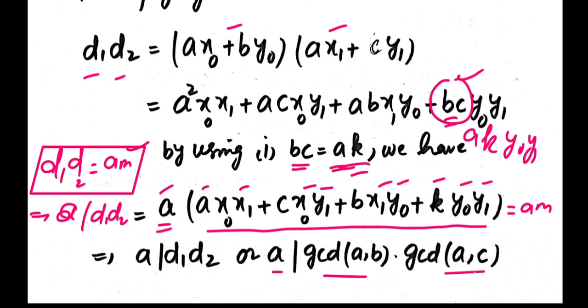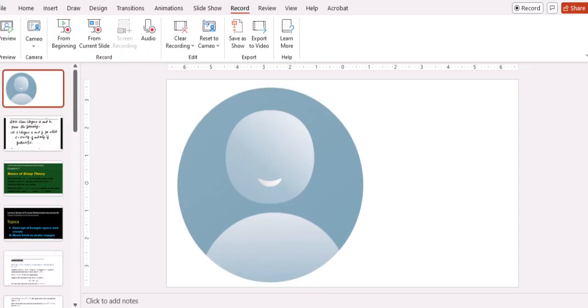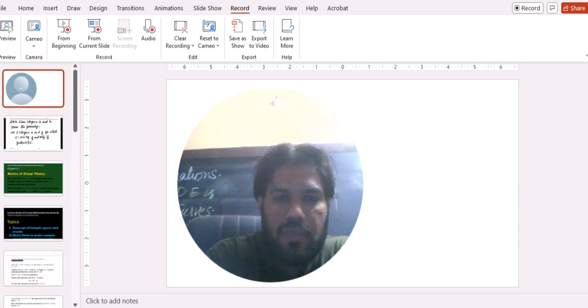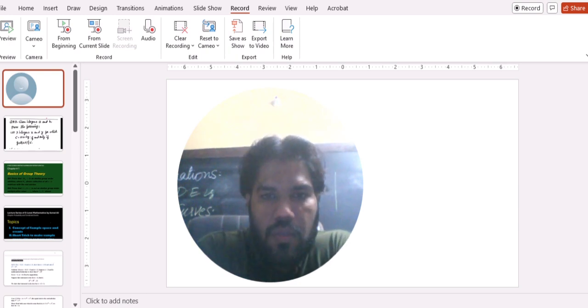Inshallah, in the next lecture, we will discuss the Euclidean algorithm. That is very interesting. And actually, this topic is used to find the GCD of two or more than two integers without making their prime factorizations.